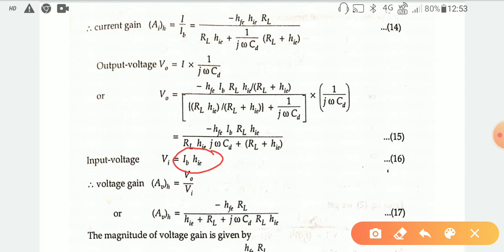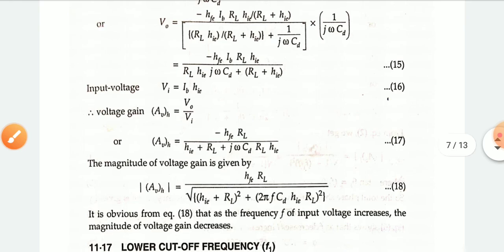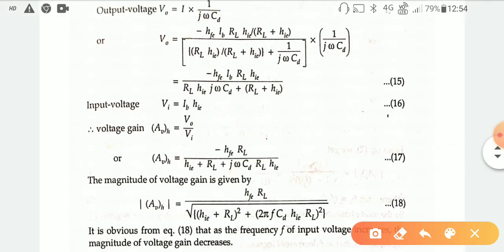So the ratio between them gives the value of AV h, where the suffix h is defined for the high frequency region. The magnitude of the voltage gain will be defined as the value of h fe over the root of the real part square plus the imaginary part square. Here omega is replaced by 2 pi f, so this is 2 pi f CD h ie RL, whole square.